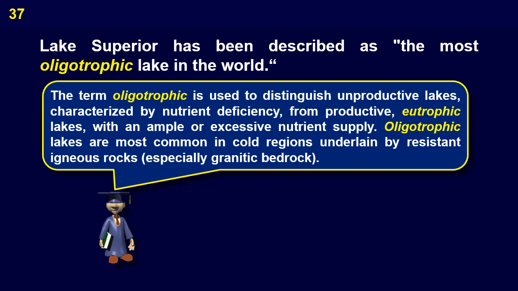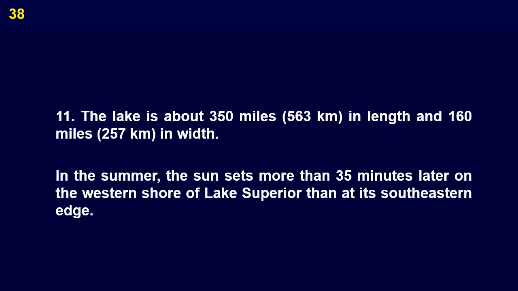Oligotrophic lakes are most common in cold regions underlain by resistant igneous rocks, especially granitic bedrock. The lake is about 350 miles, 563 kilometers, in length and 160 miles, 257 kilometers, in width in the summer. The sun sets more than 35 minutes later on the western shore of Lake Superior than at its southeastern edge.